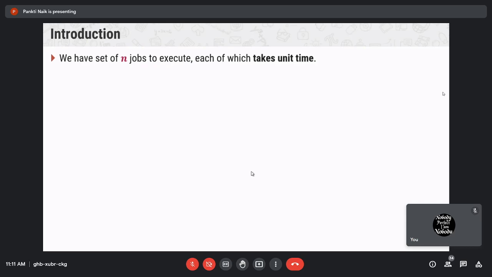To get the feasible solution, we have to follow some rules. The first rule is each job takes 1 unit of time. Second, if a job starts before or at its deadline, profit is obtained, otherwise no profit.